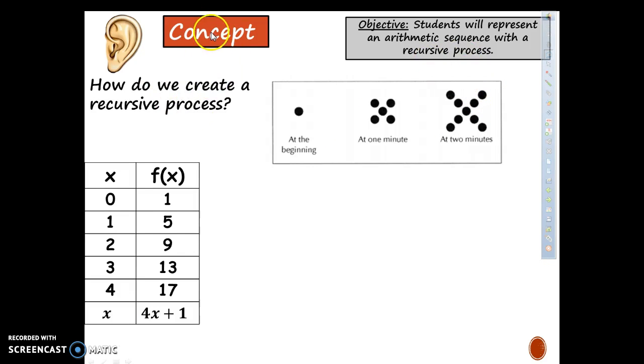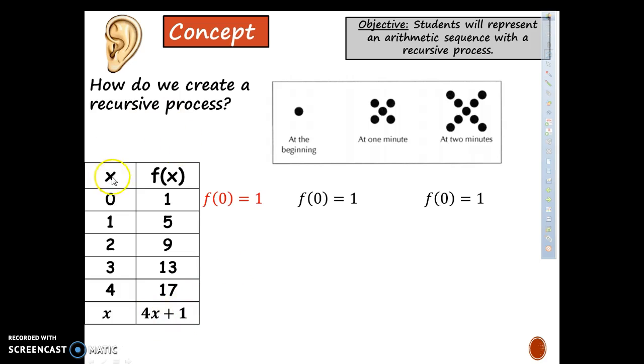In order to create a recursive process, here we're pulling back in our growing dots example where we had 1 dot, and then we had 5 dots, and then here we had 9 dots. And we can represent this in a table, right? So in the beginning, there's 1 dot. After 1 minute, there's 5 dots. At 2 minutes, there's 9 dots. 3 minutes, there's 13. And this kind of just represents what's going on. And here's our explicit process, right? 4 dots per minute plus the 1 we initially had.